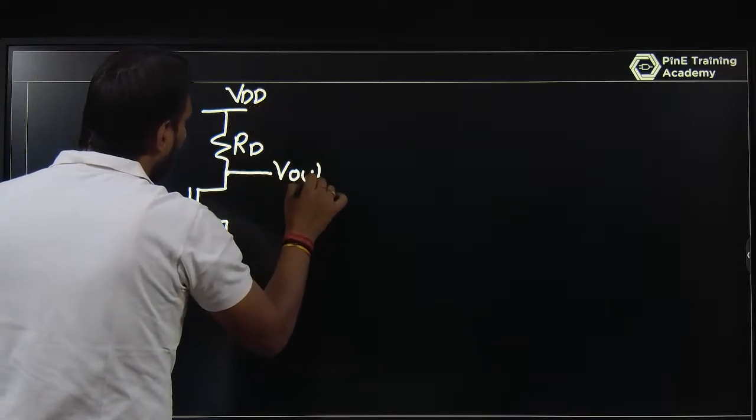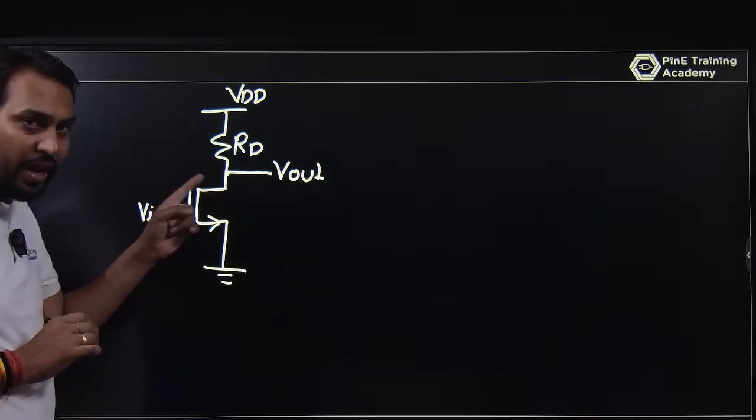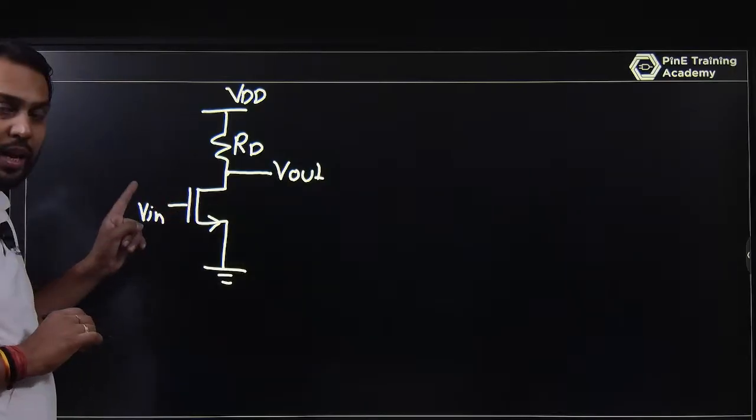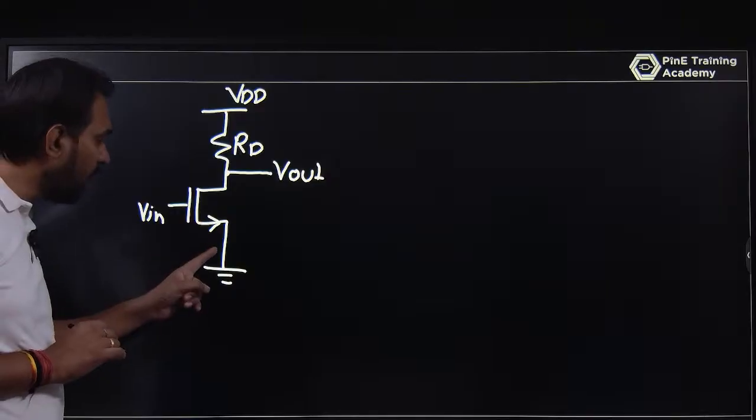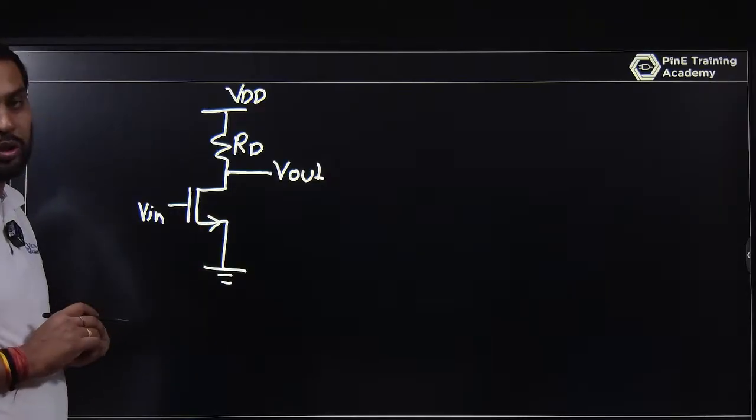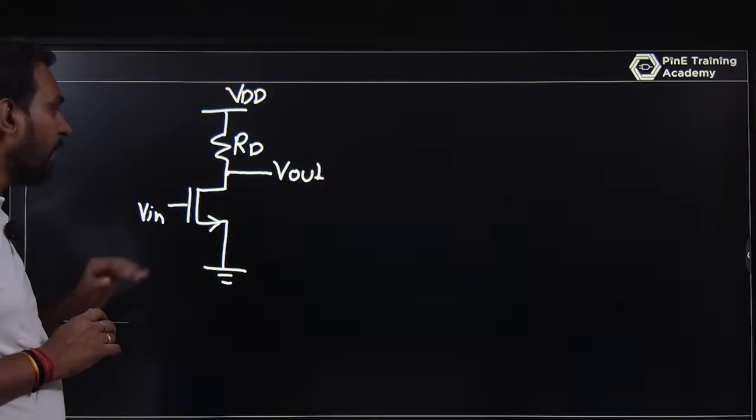You are talking about the output at the drain and you are giving the input at the gate, and the common terminal for both is the source. That is a common source amplifier with a resistive load.